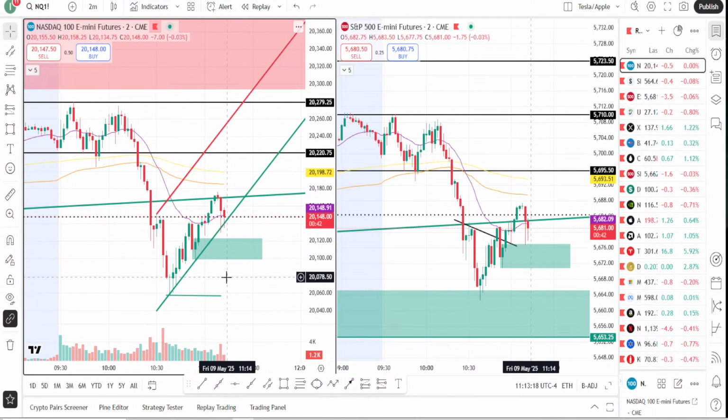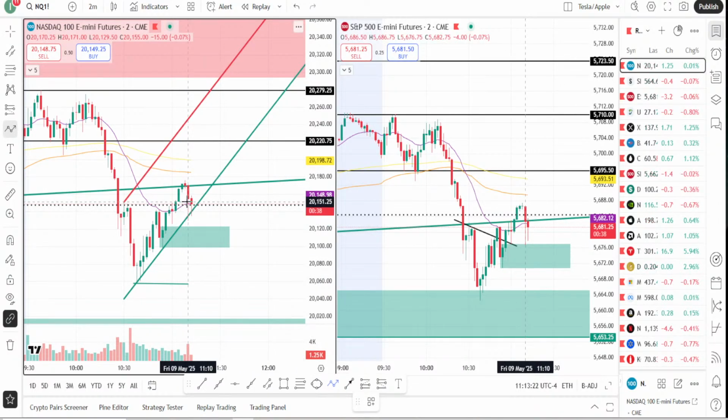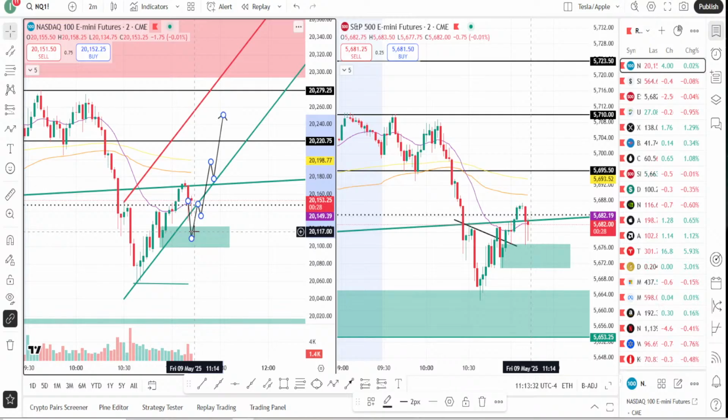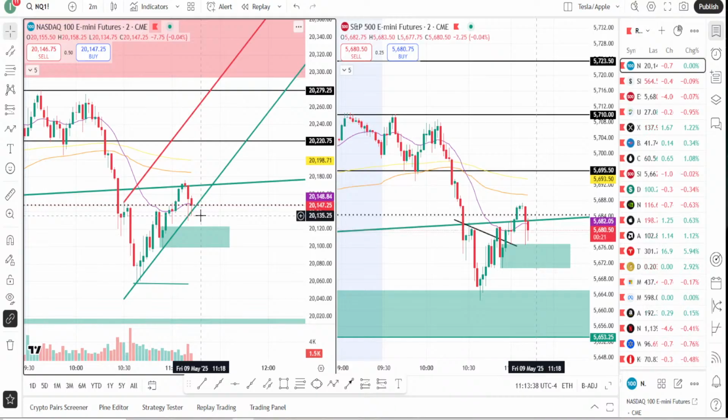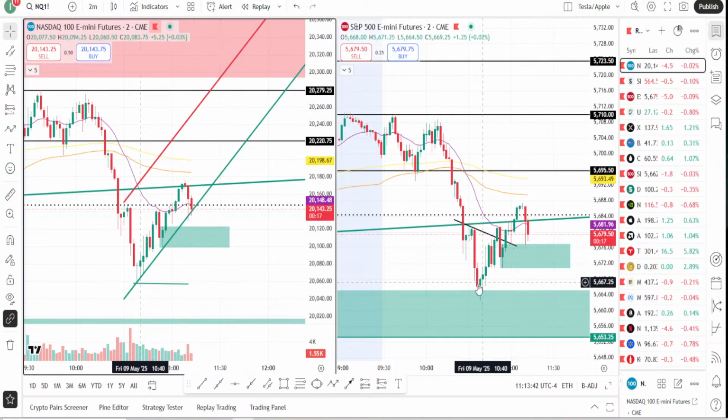Alright, as we come down here, I would like to see sellers get trapped into this move lower. And I'd like to see buyers get a little bit more aggressive as we get into this demand zone. We're not quite there yet. The ES, we're already tapping into that demand zone a little bit.